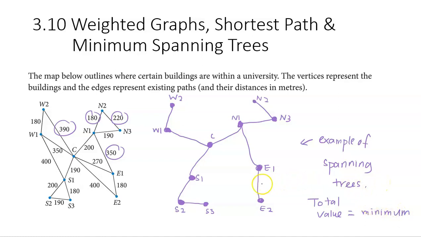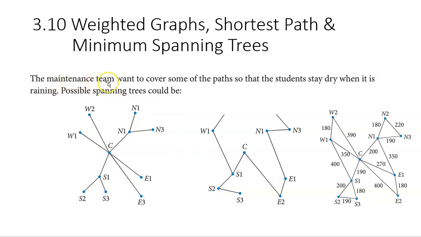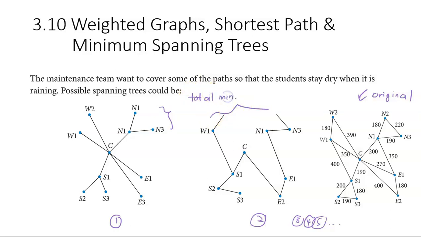Let's look at the next slide. The maintenance team wants to cover some of the paths so that the students stay dry when it's raining. Possible spanning trees could be these. This one is one of the possible answers, and this one is the second possible answer. Of course, there are a lot more possible spanning trees. Remember, this one is the original diagram. But how should I make sure that these spanning trees will give me the total minimum value?